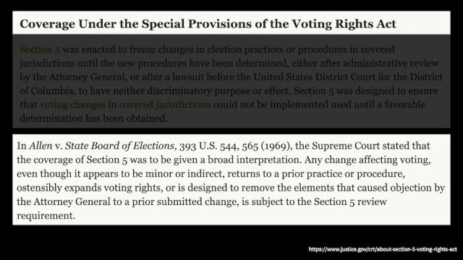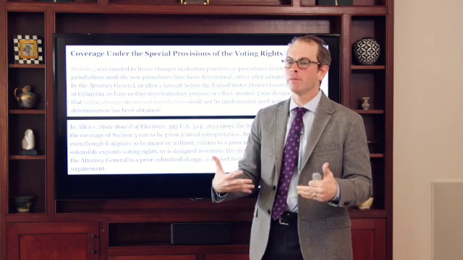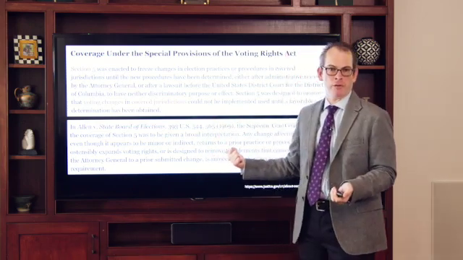So basically any change affecting voting, even though it appears to be minor or indirect, returns to a prior practice or procedure, ostensibly expands voting rights, or is designed to remove the elements that cause objection by the Attorney General prior to the change, is subject to Section 5 review or requirement. So again, that's technical, but what it basically means is that any change that could potentially affect the ability to vote would be subject to review under Section 5 of the Voting Rights Act.